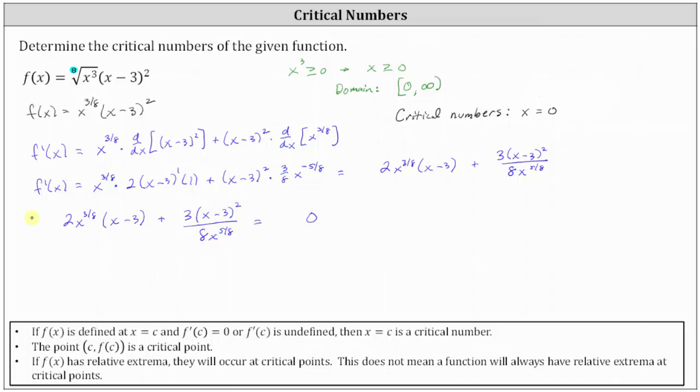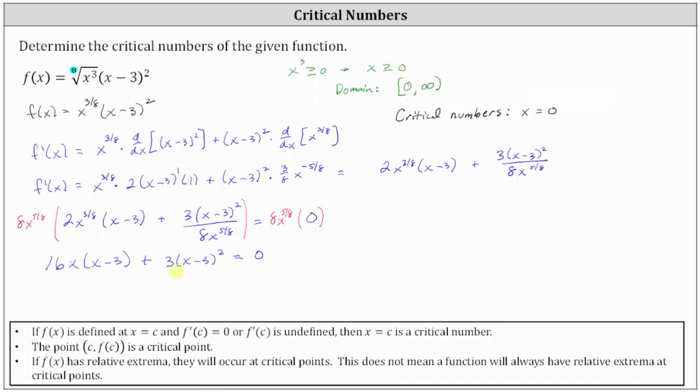And now from here to solve the equation, let's clear the fraction from the equation by multiplying both sides of the equation by 8x to the 5/8. On the left of the first product, we have 8 times 2, which is 16, and then x to the 5/8 times x to the 3/8 is x to the power of 5/8 plus 3/8, which gives us x to the first, or just x. Then we have times a factor of x minus 3, and then plus for the second product, 8x to the 5/8 divided by itself simplifies to 1, leaving us with just 3 times the square of x minus 3. On the right, we have 0.